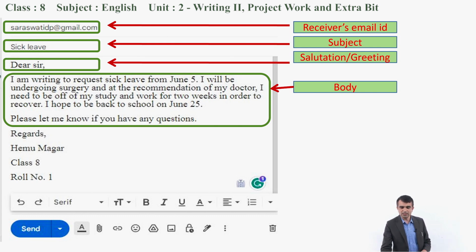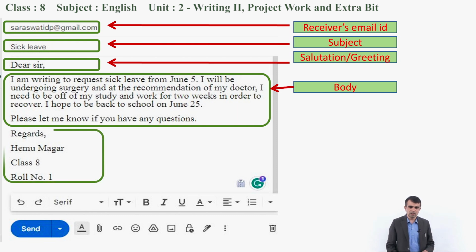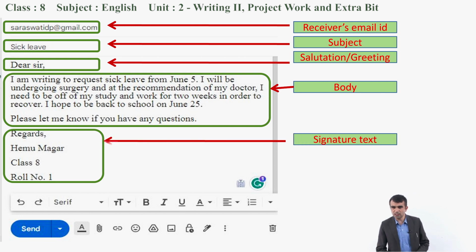Okay. And then finally, regards, Hemu Magar, Class 8, Roll Number 1. That is what? That is signature text. Signature text doesn't mean only the signature you make, okay? That is name or sender's identity written at the end of the email, that is signature text. Now, you know what the parts of an email are, do you? Yes, you do, okay? You know everything.